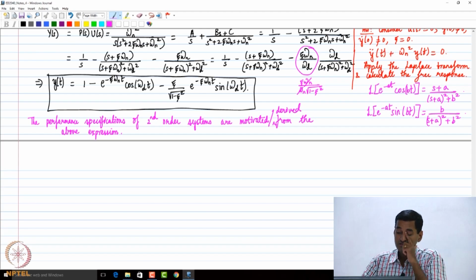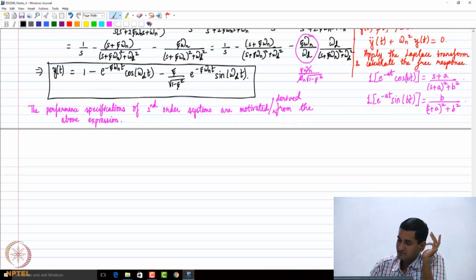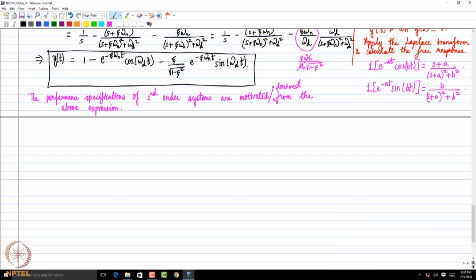Great. Okay. So we see that this is the expression. Let me draw how this response would look like. Then we will discuss this. Okay. So typically, if we plot this unit step response.